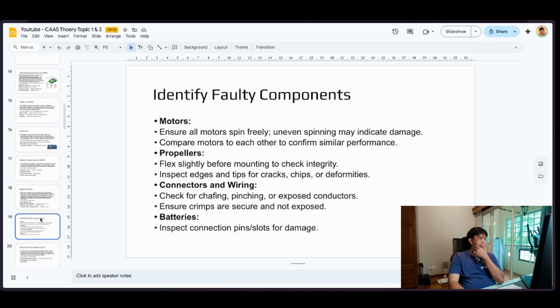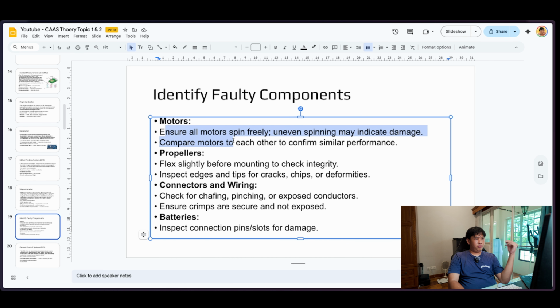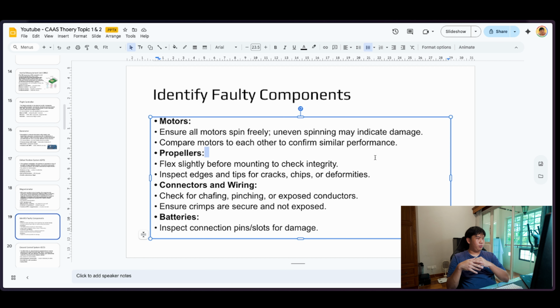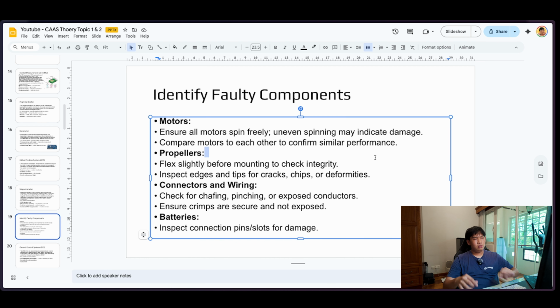Next, please identify the faults, and this is very important. Motors: we ensure the motor spins freely. Uneven spinning may indicate that it's damaged, or compare motors with each other for similar performance. Propellers: flex slightly before mounting to check integrity. Inspect edges, tips and cracks. Connectors or wiring: check for pinching or exposed conductors. Ensure that screws are secure and not exposed. Batteries: make sure they're not bloated.